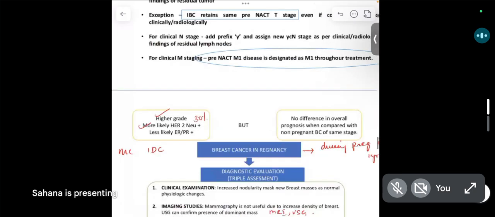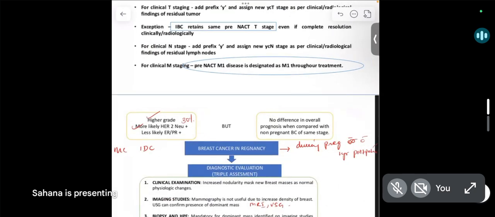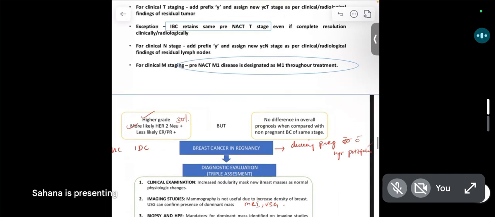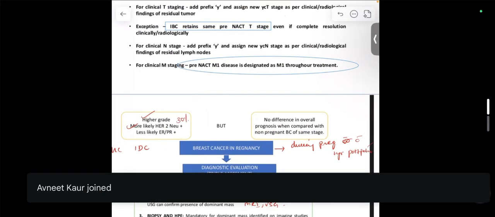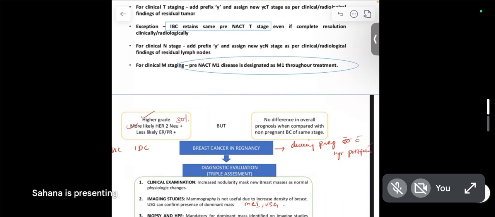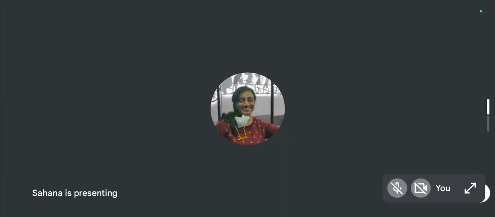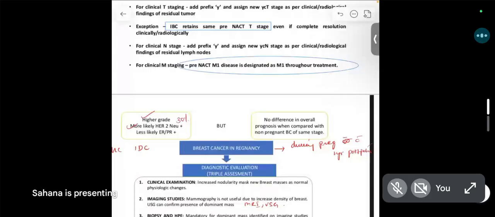Then, okay, breast cancer and pregnancy. How do you define breast cancer and pregnancy? Detection of breast cancer during pregnancy or within 1 year of postpartum. So this is the definition: during pregnancy or within 1 year of postpartum.